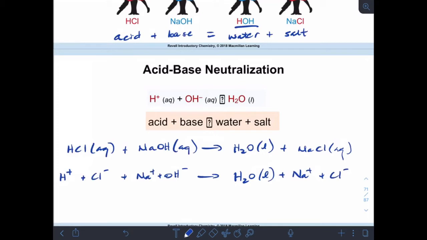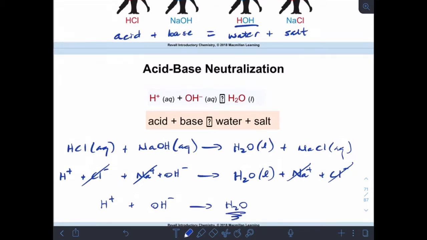Looking at the chlorine and the sodium, they didn't actually come together with anything at all. They just stayed floating as sodium plus and Cl minus in the water. So if I cancel those out, because they're not actually doing anything, all that I'm left with is the H plus OH minus makes H2O. This formation of water is a driving force for this reaction to happen.